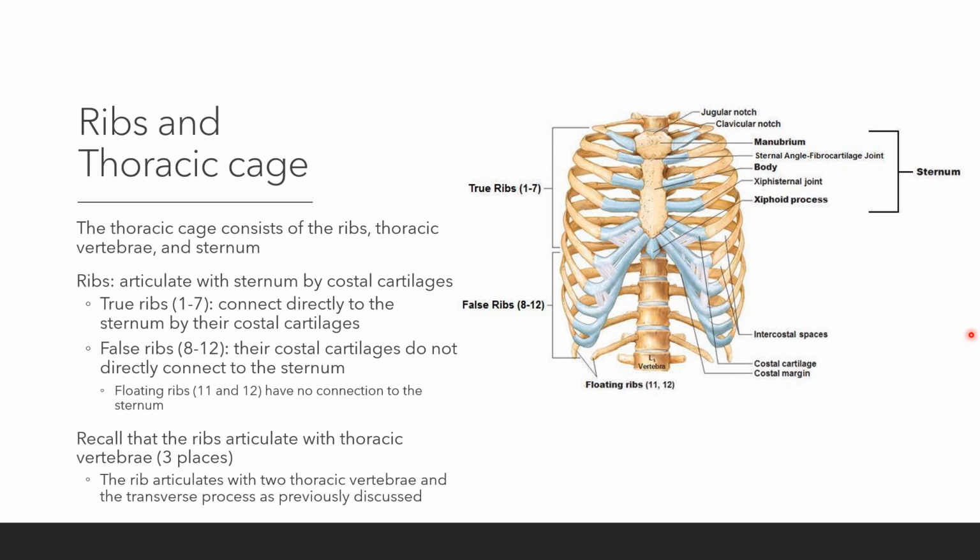You have the false ribs, which are ribs 8 through 12, whose costal cartilages do not directly connect to the sternum. Furthermore, you have floating ribs 11 through 12, which do not connect to the sternum at all. And just recall that the ribs articulate with the thoracic vertebrae in 3 places. And I've already gone over this, so I'm not going to go over it again.